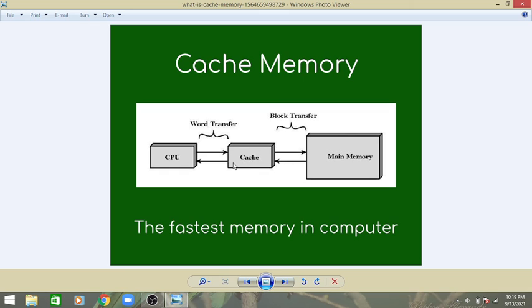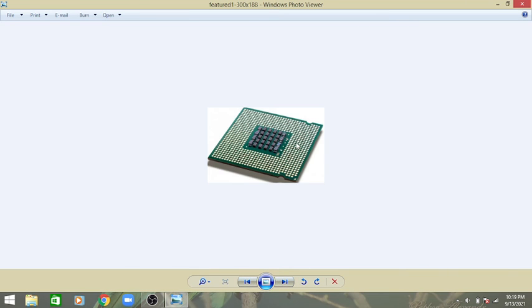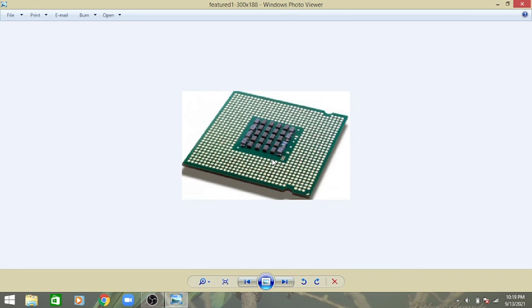So just see the picture. This is the CPU and this is the main memory. Main memory means RAM, and this is the CPU, and in between is one cache memory. It's not a physical memory, it's a logical memory. Next is the picture of the microprocessor.